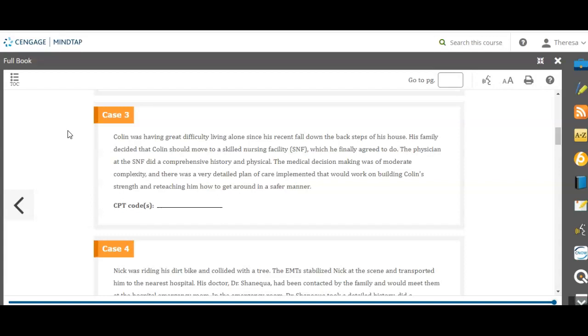The thing to remember when using these evaluation and management tables is they both have to be the same or less. You can't go to a higher code on one of them if it doesn't meet it on both. So it can be the same code for both of them, or one can be lower than the other, but they can't be higher.